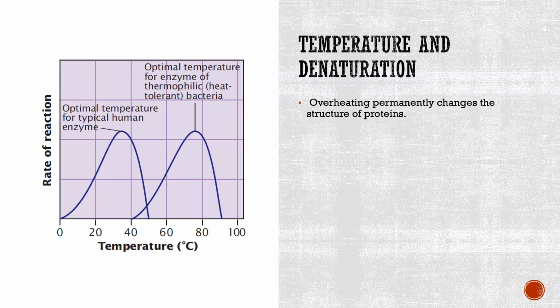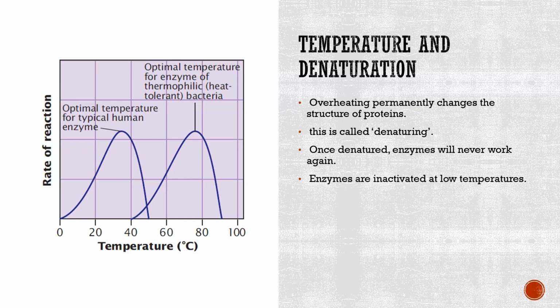Okay, so overheating permanently will cause a change in the structure of the protein. It is a change in the structure of the protein, remember, because the hydrogen bonds have broken. However, it doesn't change the structure of the polypeptide chain, remember? Okay, that change in structure of our protein is called denaturing. Once denatured, enzymes will never work again.